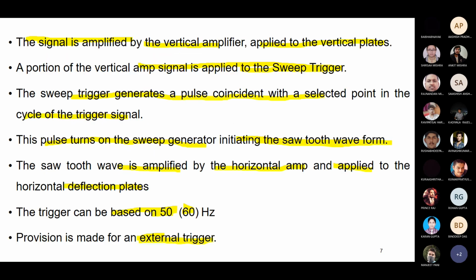You can also give it externally. An additional port is there, known as the Z axis. It is given on the backside of the oscilloscope, not only for analog oscilloscopes but for digital oscilloscopes also. So you provide the trigger signal externally there, and based on that signal you can get or sample your results.